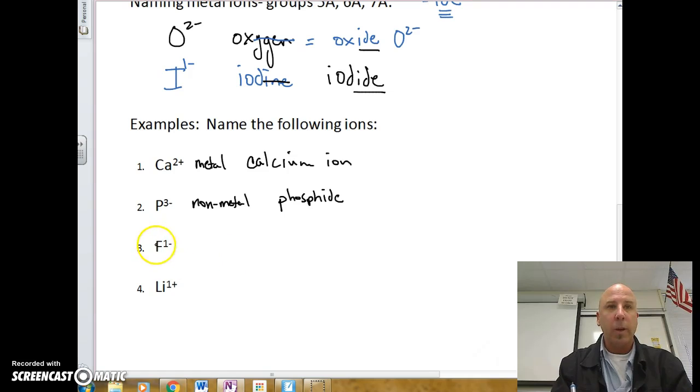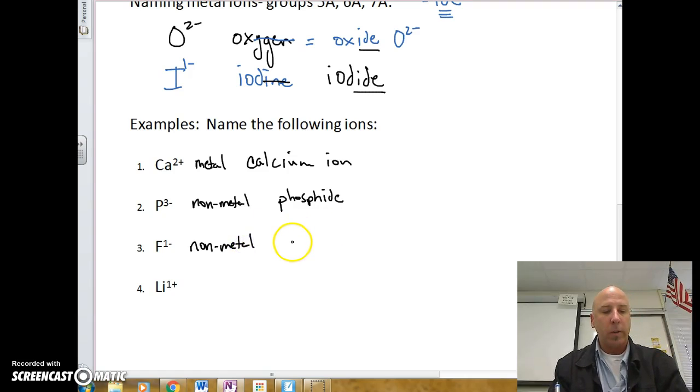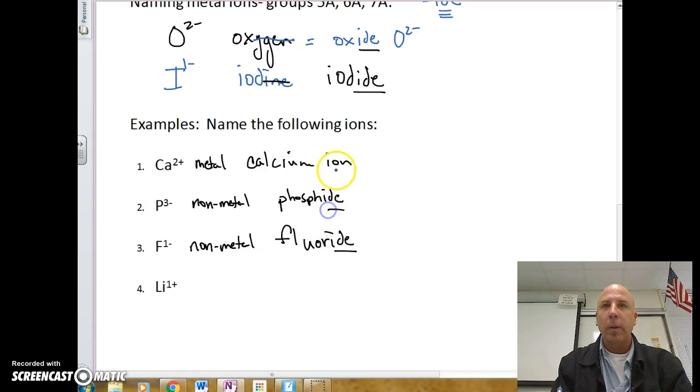Our next one, we have F1-, which is also a nonmetal. And so we are going to call this guy, this is fluorine, so we're going to call that fluoride. And you probably recognize fluoride as one of the ions that's present in toothpaste. And it's usually in the form of sodium fluoride.